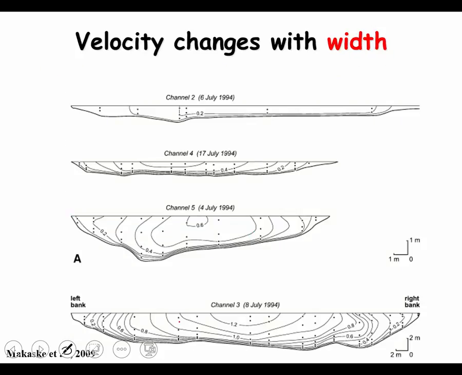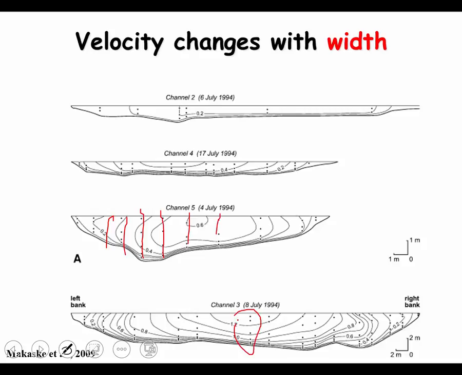Now notice we don't deal with laminar flow. The problem is that the velocity changes with width as well. There's drag on the bottom. The channel is fastest at the surface. And so we're going to have to measure at a whole bunch of places.